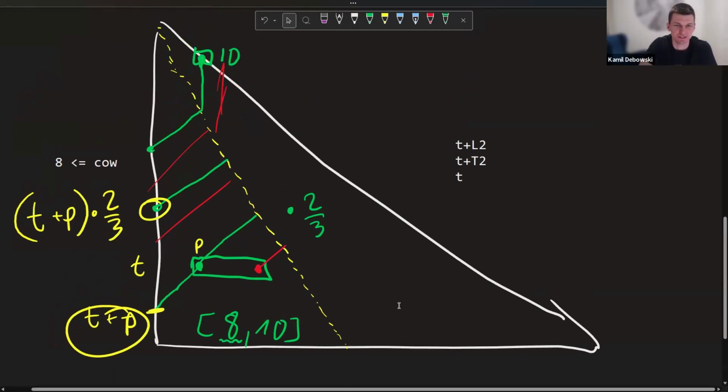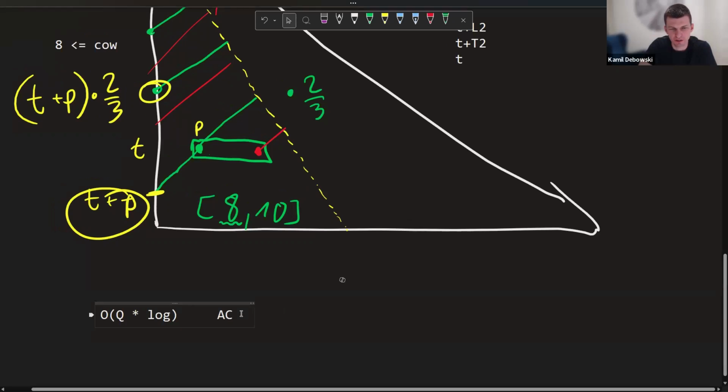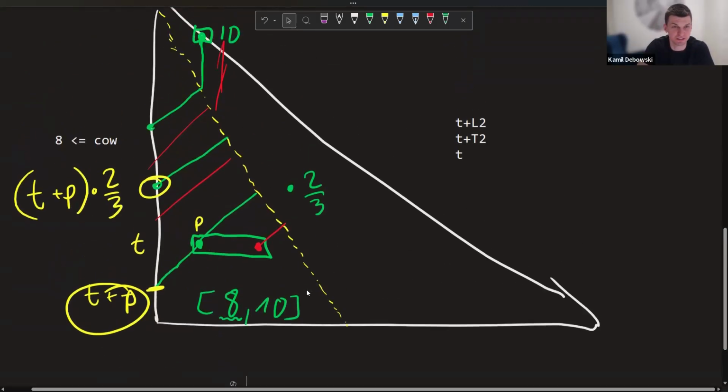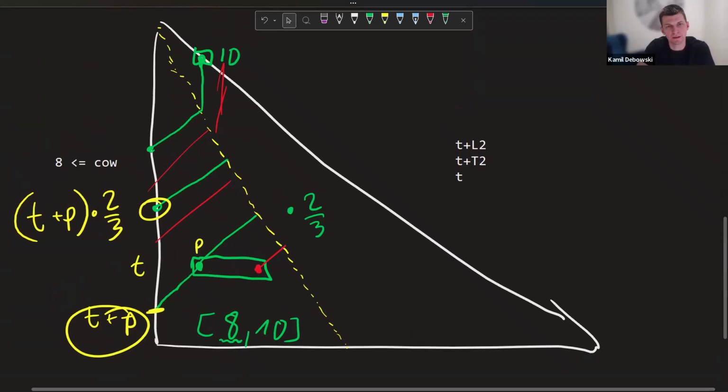Okay, that's the solution. You iterate the number of times the cow resets. And for every number of resets, you figure out a possible range of cow IDs that has that many resets. Do you have any questions? If so, tell me.